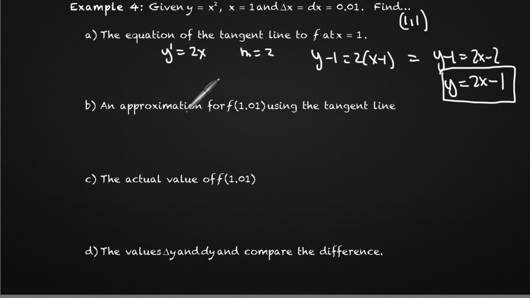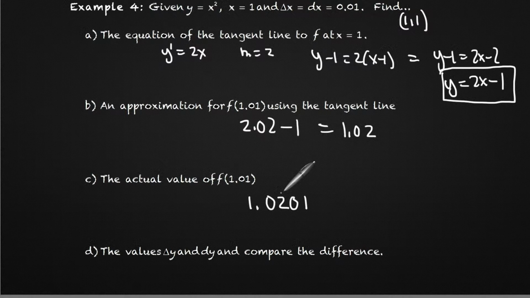Now we want to use our tangent line to find an approximation for f of 1.01. In other words, what is 1.01 squared? Without actually plugging 1.01 squared into the calculator, we can plug 1.01 into our tangent line, and we will get 2.02 minus 1, because 2 times 1.01 is 2.02, so that's going to be 1.02. All right, now if we actually plug 1.01 into our calculator and square it, then we will get 1.0201. This is the actual value.